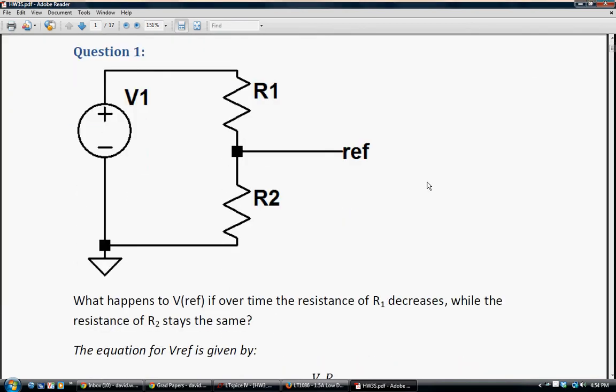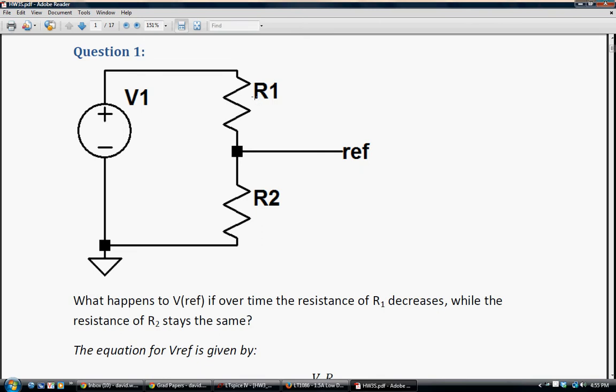So the first question is, what happens to Vref if over time R1 decreases? For instance, it could get hotter or colder, and that would change the resistance of R1, or it could age. That could change the resistance of R1. Resistances can just change in time.